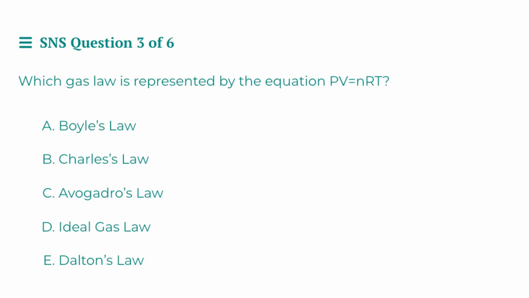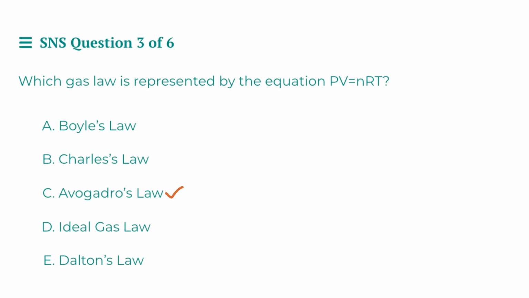correct answer. Next, we have Charles' law, and Charles' law states that volume is directly proportional to temperature at constant pressure. So the equation for Charles' law is V1 divided by T1, so the initial volume divided by the initial temperature, is equal to V2 divided by T2, or in other words, the final volume divided by the final temperature. So again, we can see that this is not represented by the equation PV equals nRT, and therefore Charles' law is also not the correct answer.